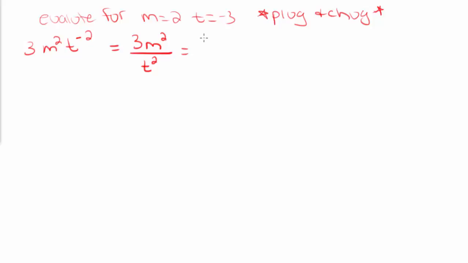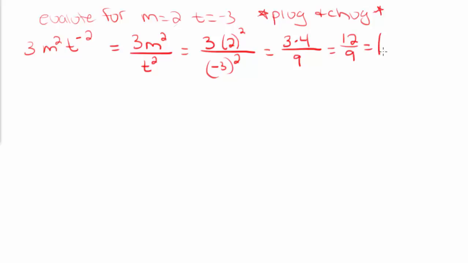Okay, so if we have 3, since m is 2, 3, and we always put it in parentheses, over negative 3 in parentheses because that matters. So now remember parentheses exponents. So we do 3 times 4 over 9 because negative 3 times negative 3. Then we would do 3 times 4 is 12/9. So that would become 1 and 3/9, which is 1 and 1/3. Okay.